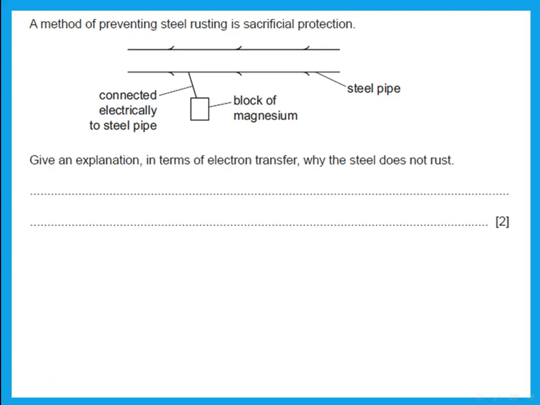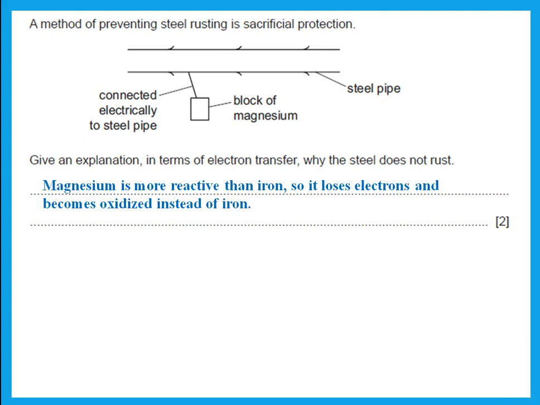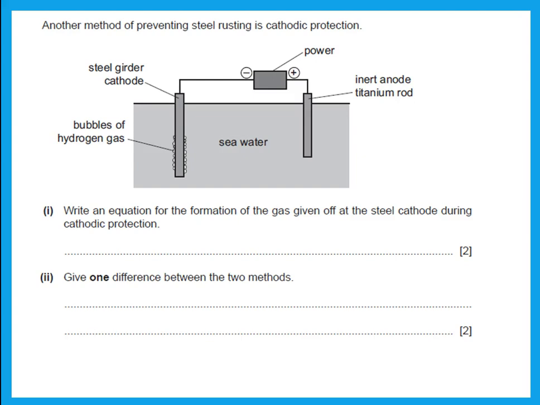Now, a method of preventing steel rusting is sacrificial protection. Give an explanation in terms of electron transfer why the steel does not rust. We said we put a block of more reactive metal next to the steel. This prevents the steel from reacting. Why? Because magnesium is more reactive than iron, so it loses electrons, becomes oxidized instead of the iron.